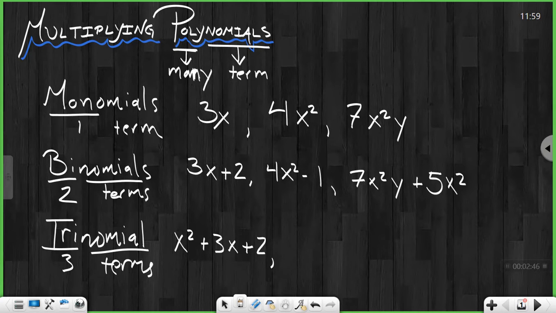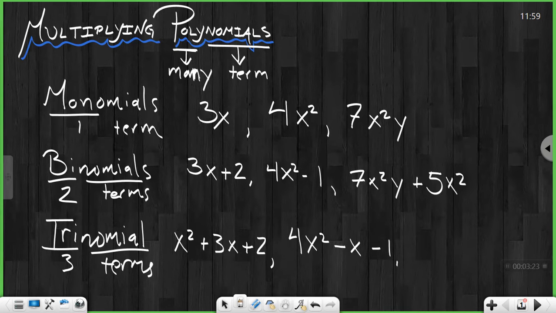So 3 terms, x squared plus 3x plus 2. What about 4x squared minus x minus 1? Those would be examples of trinomials. 3 terms. Terms are, again, separated by addition and subtraction. So the number of terms in an expression is referred to as monomial for 1, binomial for 2, trinomial for 3. And polynomial just refers to all of these. Once you get to 4 terms, we don't go to quadnomial and pentanomial for 5. We just say they're polynomials at that point, and you can talk about how many terms they are.